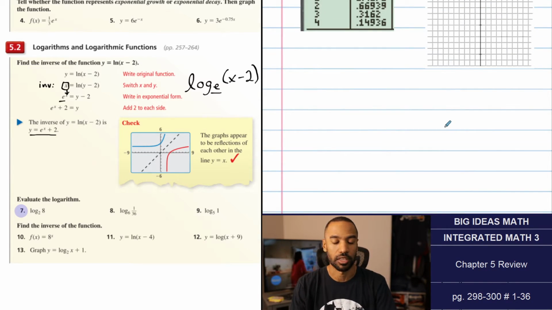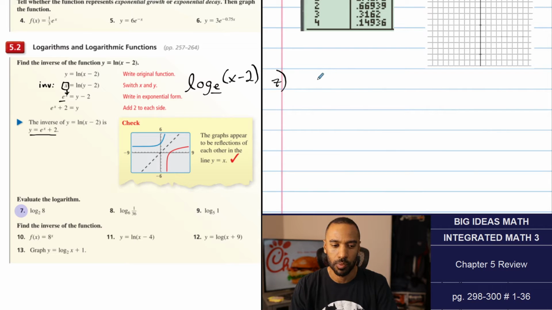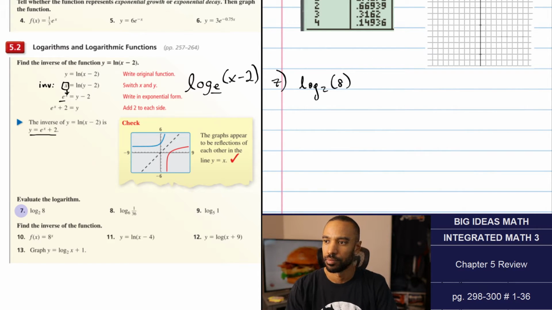All right, let's go ahead. And now I'm not going to double check those with graphs personally, unless they ask me to. And it doesn't look like they are. But they're going to ask us to evaluate the logarithm to begin with, numbers 7, 8, and 9. Let's start with the log base 2 of 8. Now, you can artificially create an equation out of this, set it equal to a variable if you'd like.